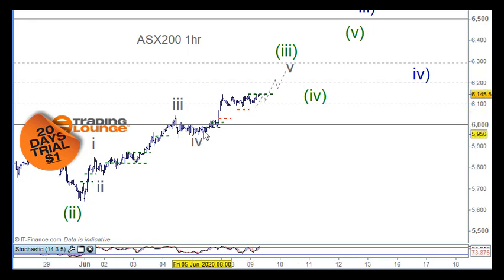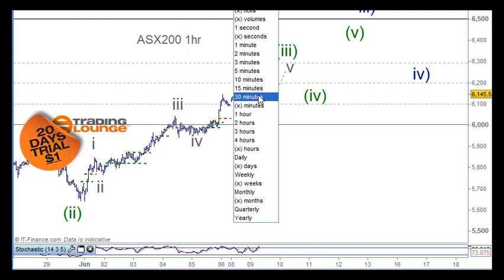For the 5th wave up here, we've got 1 and 2 and 3 and across for 4 here, and then we'll be looking up for 5 here. So what we want to do now is just look at this structure in a little bit more detail. So we'll look to go to the 15-minute chart here.